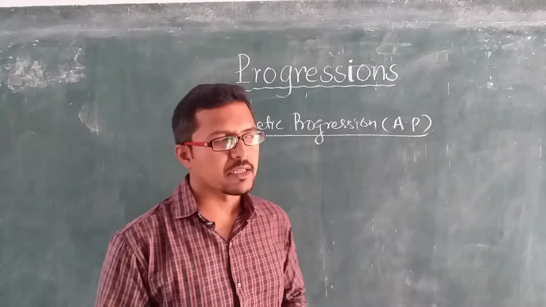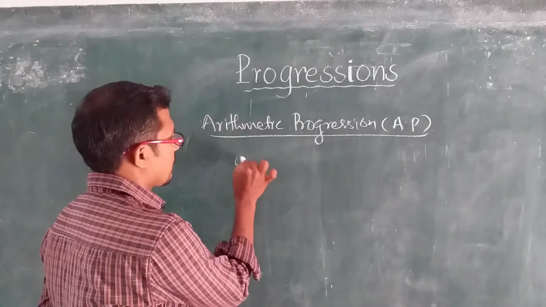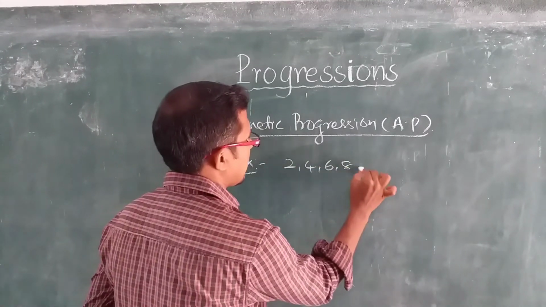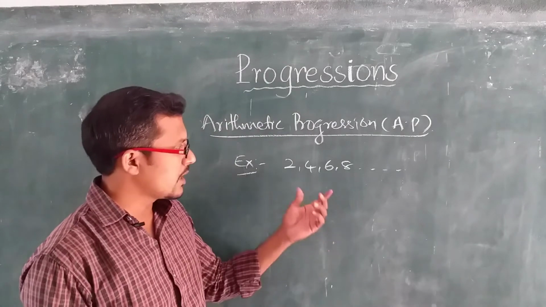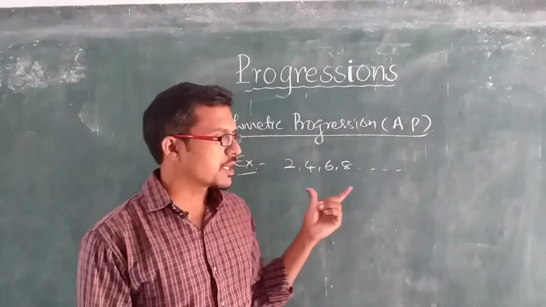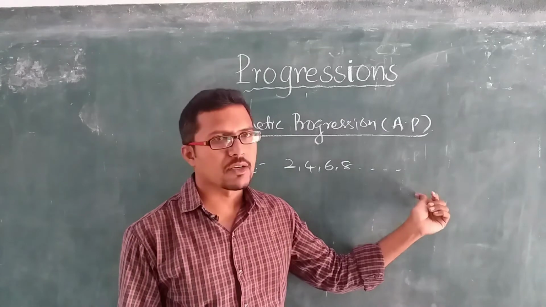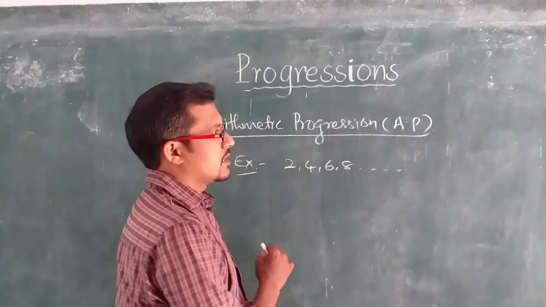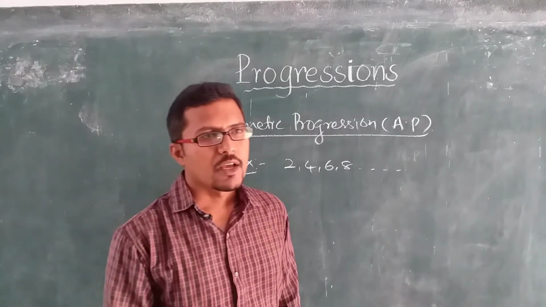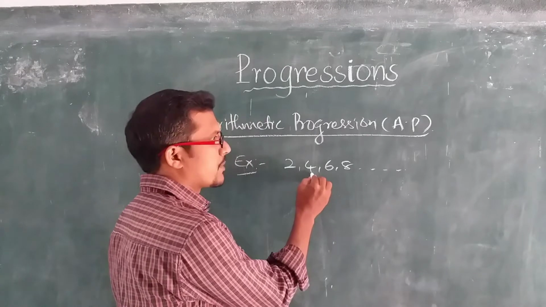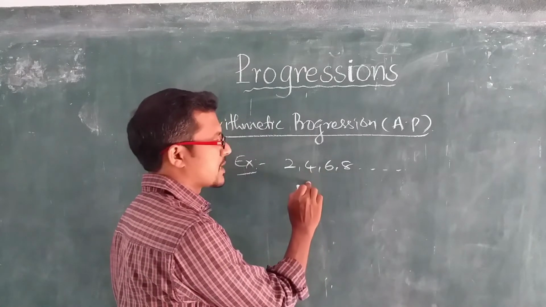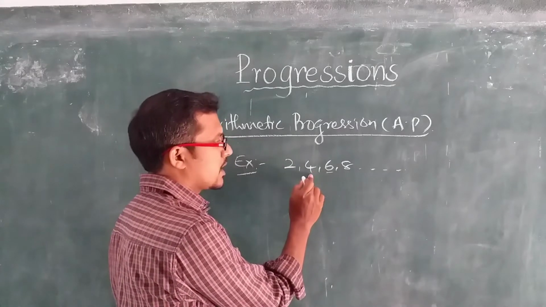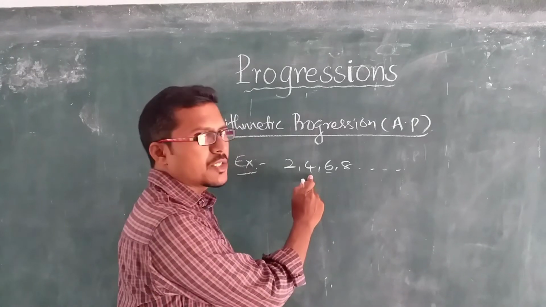We can see the definition in the textbook. For example, 2, 4, 6, 8 and so on. This is a progression. The progression is gradually increasing. How much is it increasing? It is increasing constantly. That means every term can be obtained by adding 2 to its preceding number. For example, 6 can be obtained by adding 2 to the preceding term, that is 2.